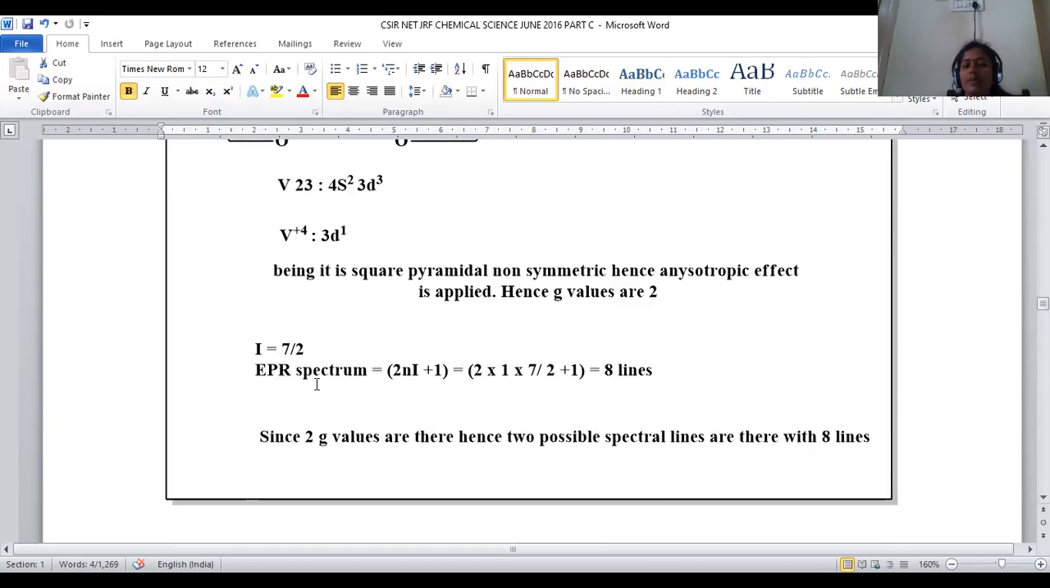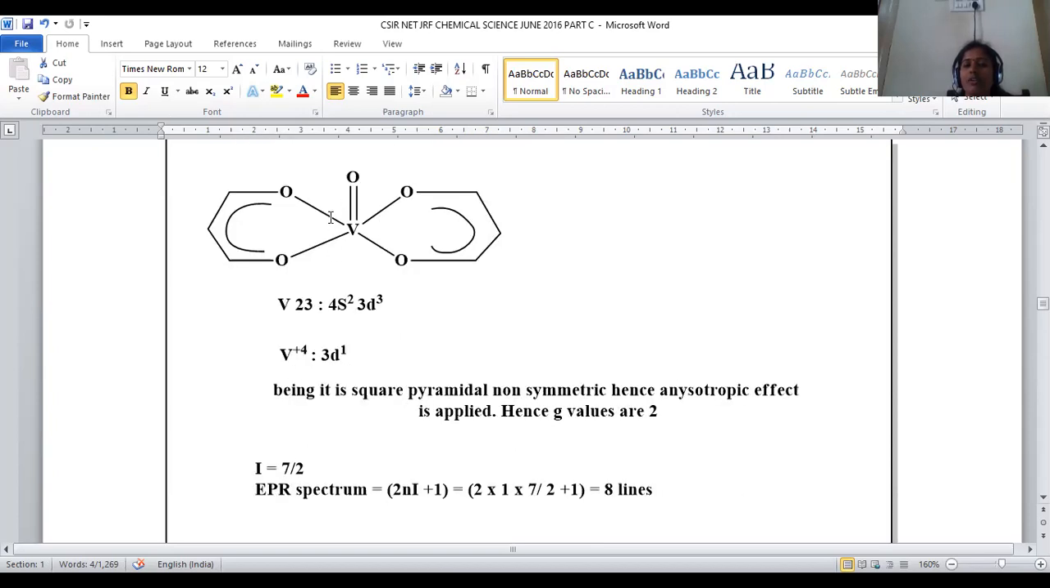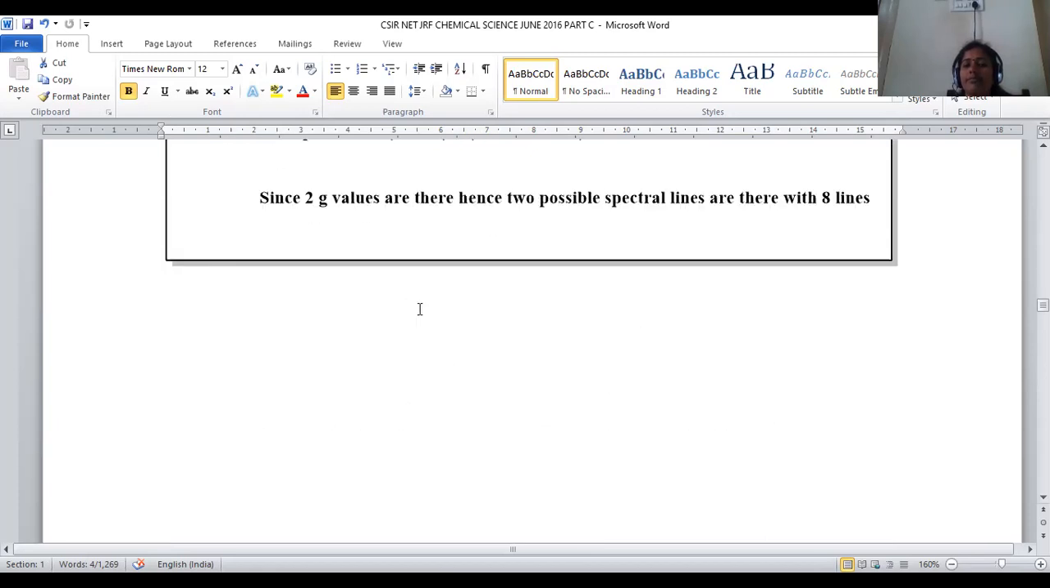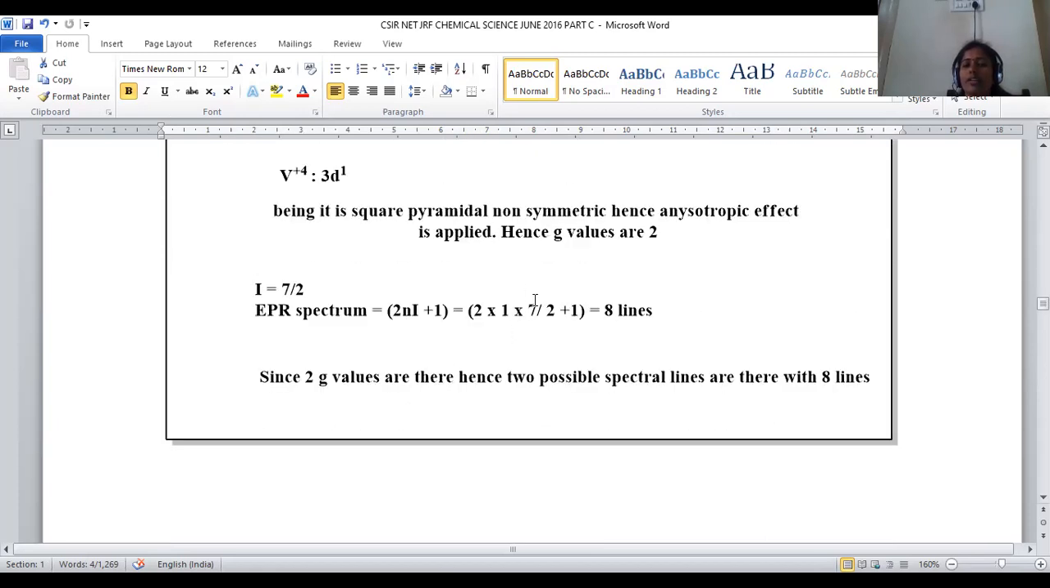Now let us predict the EPR spectral lines. The formula is 2nI plus 1. The nuclear spin value I for vanadium is 7/2. How many vanadium atoms are there in the complex? Only 1 vanadium atom. 2 into 1 into 7/2 plus 1. The 2 gets cancelled, 7 plus 1, it will become 8 lines. The EPR spectrum will give 8 lines for one kind of orientation.